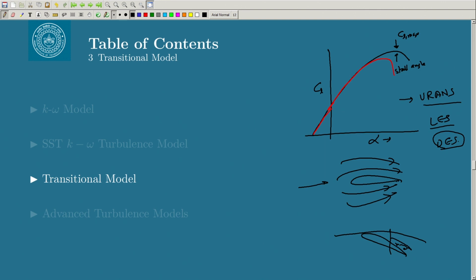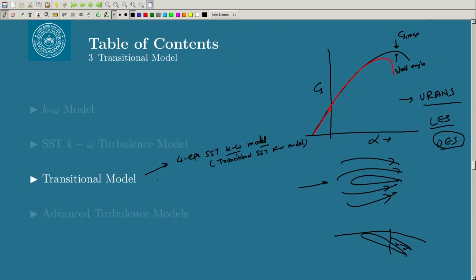There are 2-3 transition models in the literature. I am going to discuss one, but there are other models also. For example, one model is the 4 equation SST K omega model. It is also called the transitional SST model, or the transitional SST K omega model. You should be very careful about the nomenclature. K omega is standard K omega, SST K omega is a blending of K epsilon and K omega. The transitional SST model is basically the SST model, but with some changes in the K omega equations.